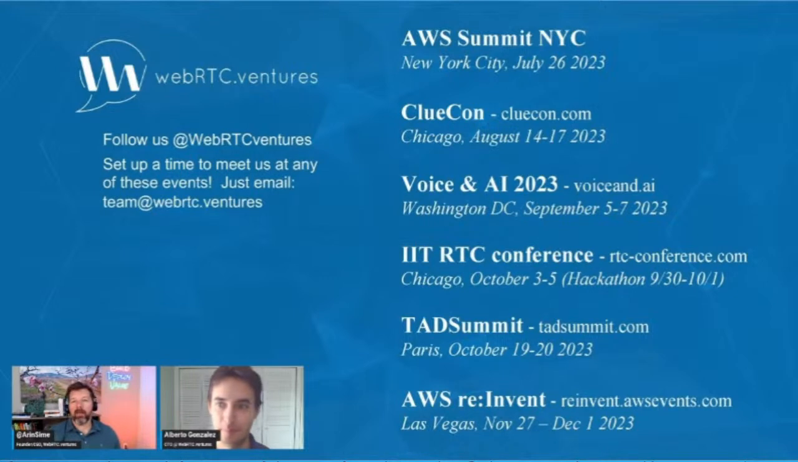In September, I'll be at the Voice and AI 2023 conference in Washington, D.C. This is a conference I went to last year. It was just called the Voice Conference last year. They rebranded as Voice and AI now. It was a really good event. I just got to attend one day of it last year, but got to meet a lot of the vendors in the conversational AI space, and saw our partners from Vonage there.